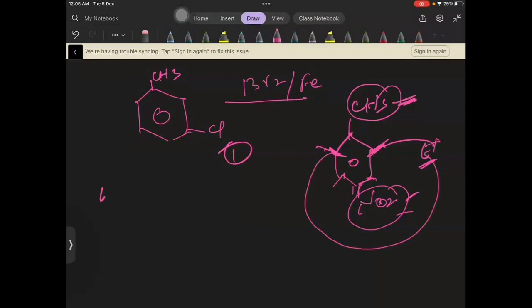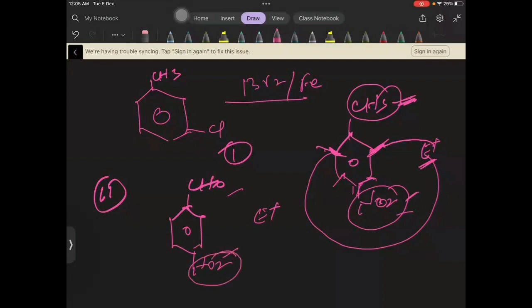The second condition is, sir, if both groups present are deactivating groups. Suppose one deactivating group is CHO and the second deactivating group is NO2, correct? So if both groups present are deactivators, then the position of the electrophile will be determined by the stronger deactivator group. See, CHO and NO2 are both deactivator groups.